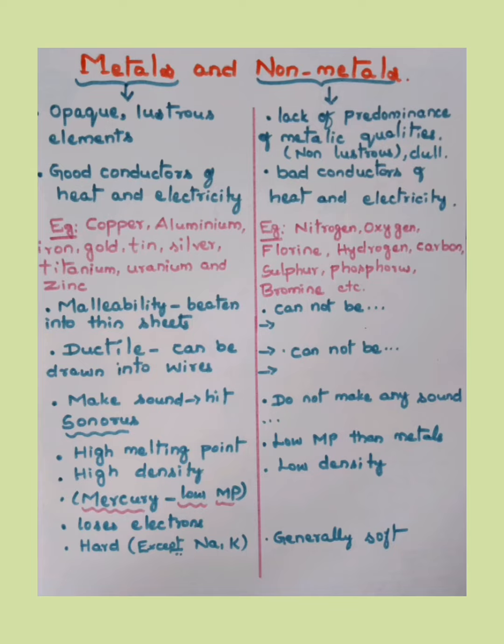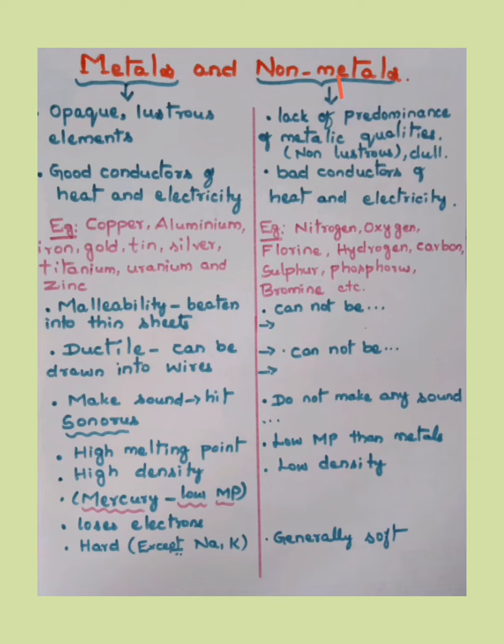So I have taken metals and non-metals simultaneously. The properties will be explained now. What are metals? Metals are opaque and lustrous elements. Opaque means it does not allow light to pass through it, and lustrous means they are shining. They are a little bit bright in nature.